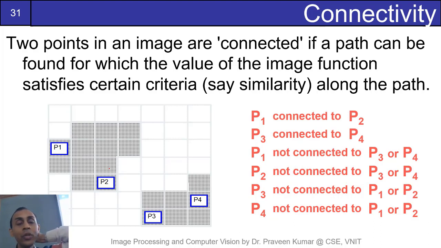Normally we do it for binary images. Once we have segmented out the image and made a binary image, one region will probably correspond to one particular object, and another region will correspond to another object. Then we need to decide that all these pixels are connected to each other, so they form one object, and all these other pixels are connected to each other, so they form another set or another object.